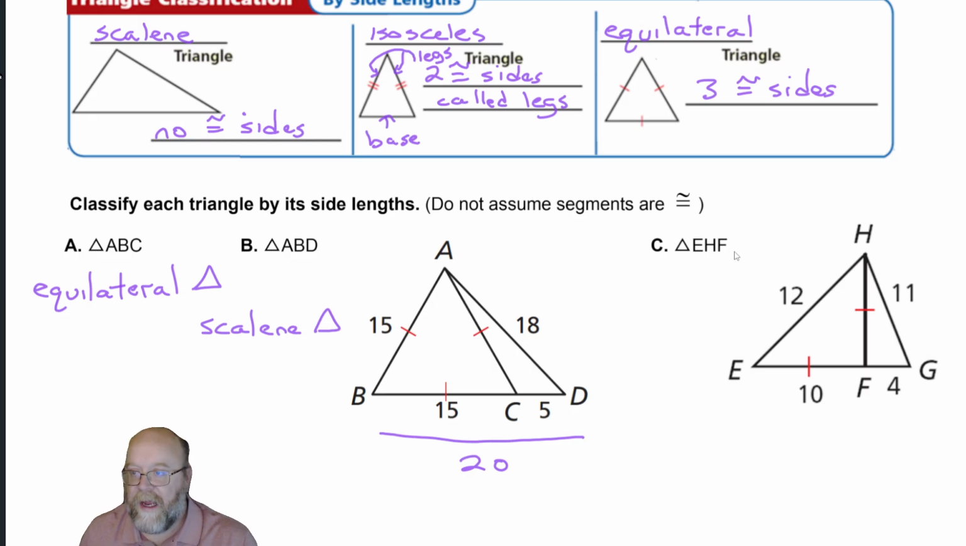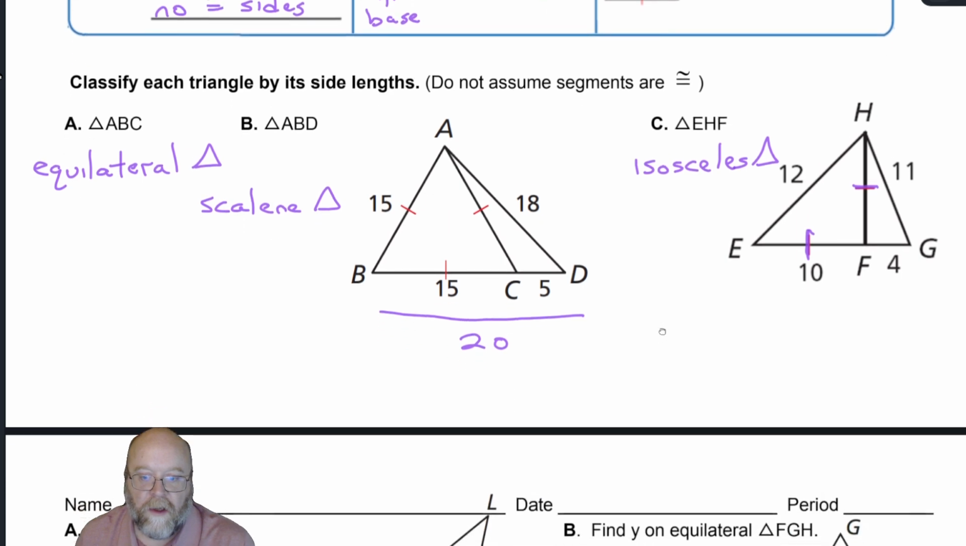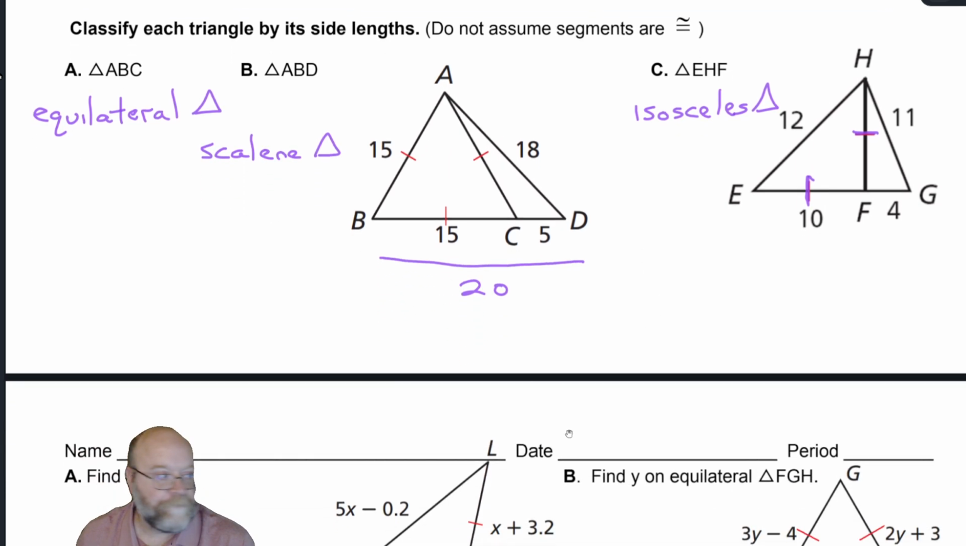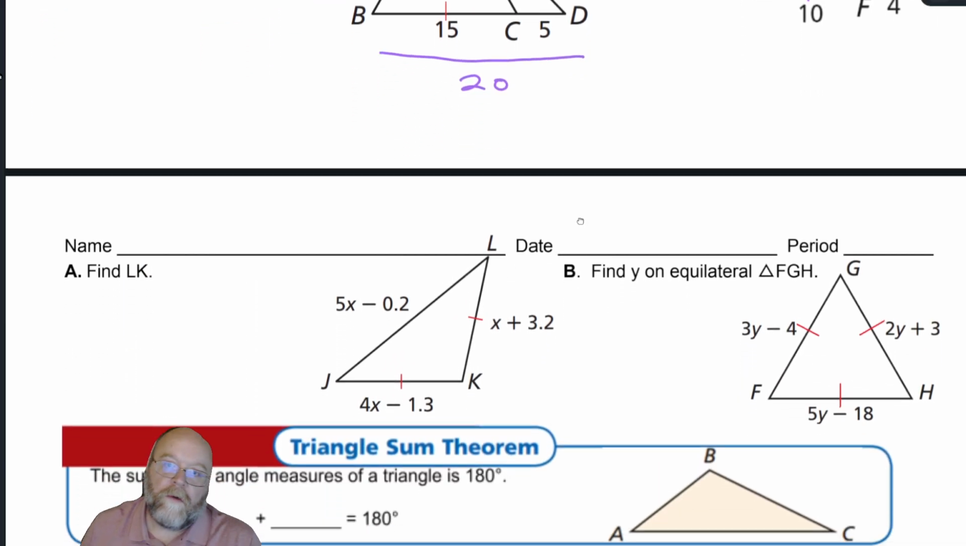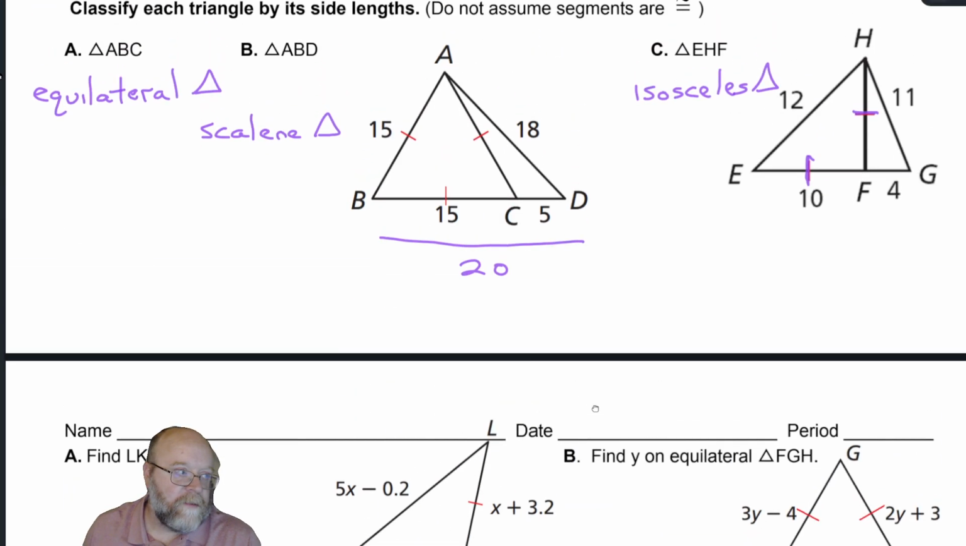What about EHF? 1, 2 congruent sides. What's the length of HF? Can you tell me? It's isosceles. Length of HF, if it's congruent to EF, that means this one's 10. The legs are 10 and the base is 12 on my isosceles triangle. Okay, let's move forward. I hope you got a little extra time.